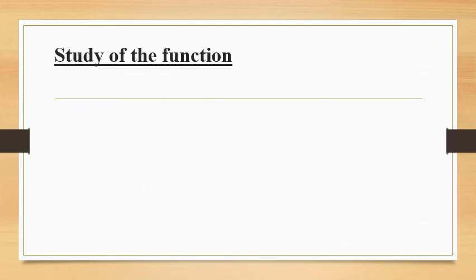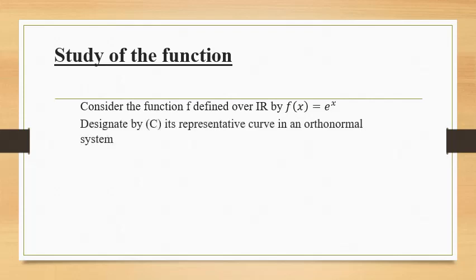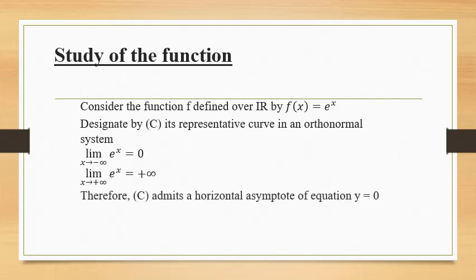Study of the function f of x equals e power x. Consider the function f defined over R by f of x equals e power x. Designate by C its representative curve in an orthonormal system. Limit as x goes to minus infinity of e power x equals 0. Limit as x goes to positive infinity of e power x is positive infinity. Therefore, we can deduce from the first limit that C admits a horizontal asymptote of equation y equals 0, which is the x-axis.